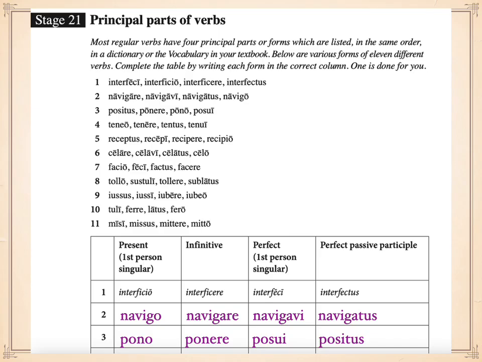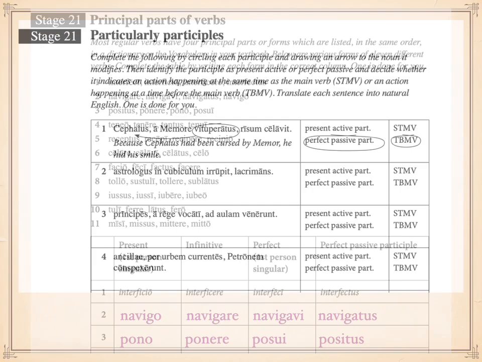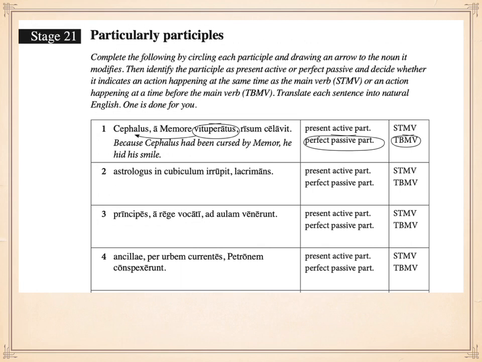Otherwise, you can always look in the back of the book, at the vocabulary back there. The other one is going to involve some translating. And so the instructions are to complete the following by circling each participle, drawing an arrow to the noun it modifies, then identify the participle as present active or perfect passive, and decide whether it indicates an action happening at the same time as the main verb or an action that happened a time before. And then translate into English.